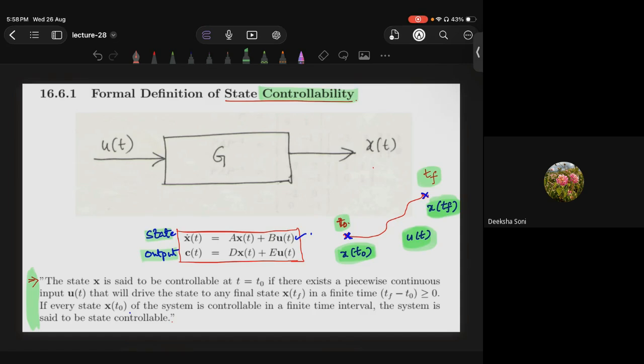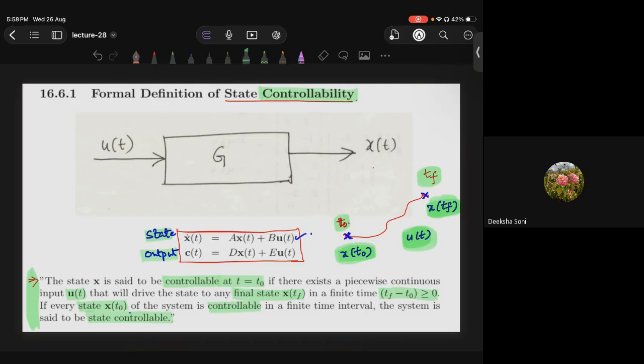The state X is said to be controllable at T naught, because we are starting at T naught, if there exists a piecewise continuous input U of T, which will drive the system to any final state X of TF in the finite time, Tf minus T0 greater than or equal to 0. If every state x of T naught is controllable in the finite time interval, then the system is state controllable. Clear?